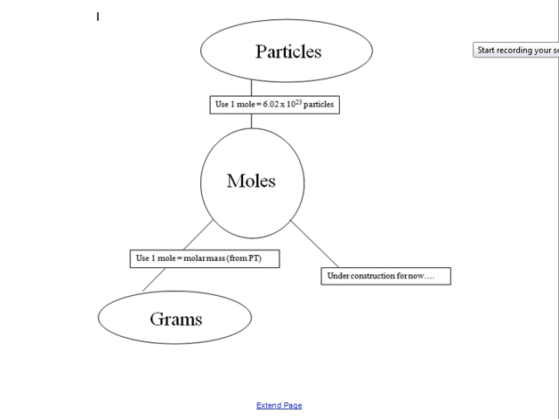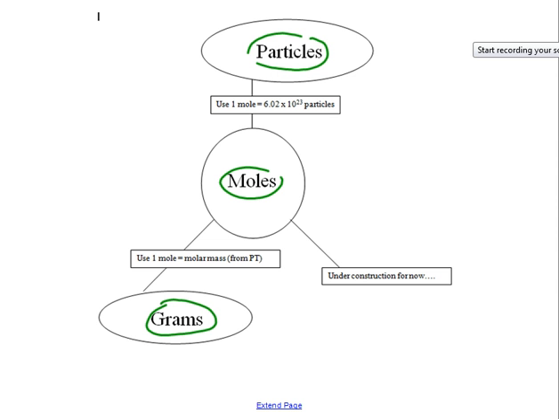You see here, this is a visual representation of the strategy that you might use to solve problems. There are 3 things that you can convert moles from. We're only going to discuss 2 for now. You can convert moles to particles, and to do that you need to use a conversion fraction using 1 mole is equal to 6.02 times 10 to the 23 particles. Or you can convert between moles and grams using the conversion fraction 1 mole is equal to the molar mass from the periodic table.